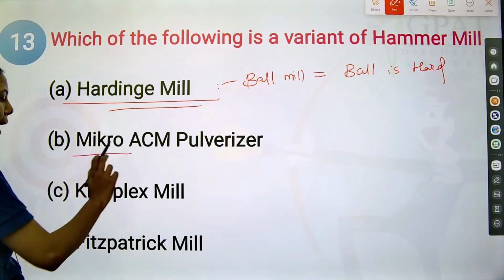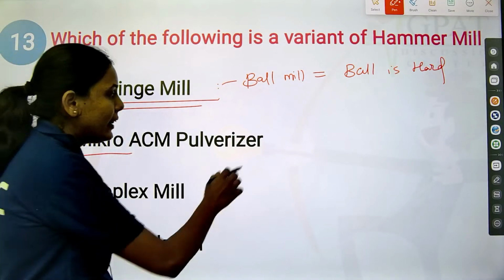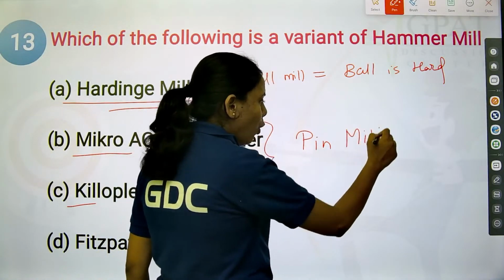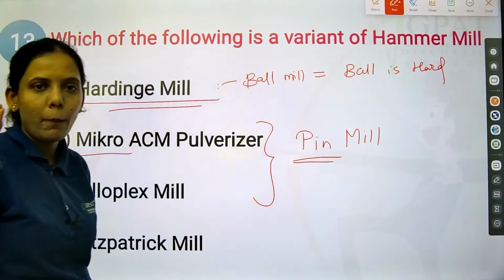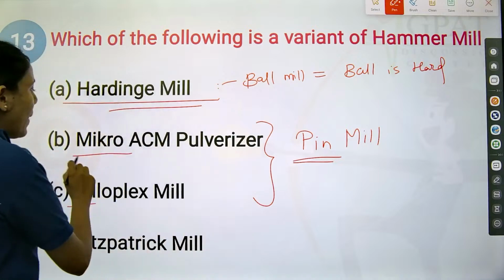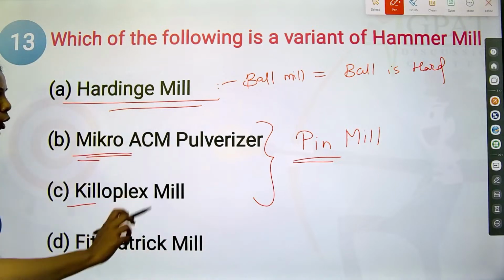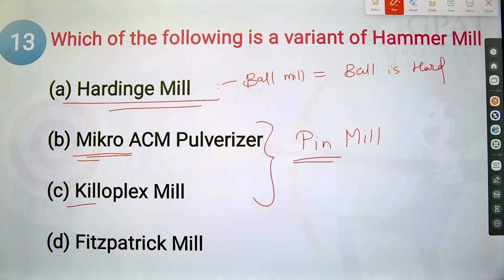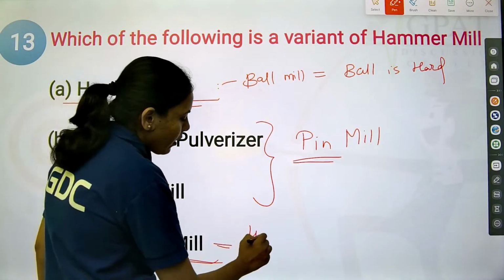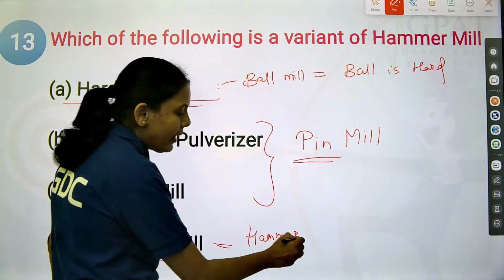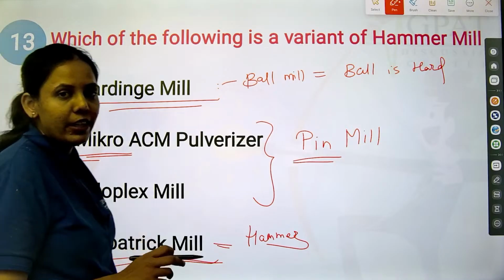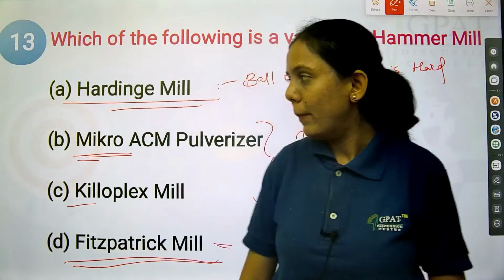Next is about the micro and kiloplex. These two are the variants of pin mill. Pin is like a safety pin or a small pin. That is what size? Micro size. It is very small. So pin is micro. Micro and kiloplex mill are the variants of the pin mill. And hammer mill, that is Fitzpatrick mill. Fitzpatrick mill is a variant of a hammer mill. So like this you can remember the variants for different kinds of equipment.